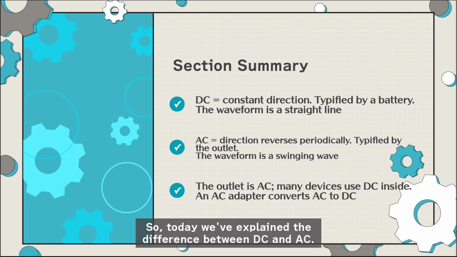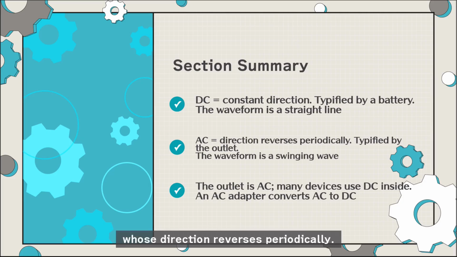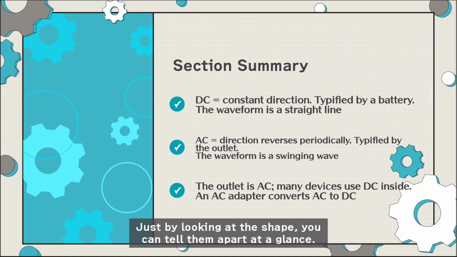So today we've explained the difference between DC and AC. First, electricity had 2 ways of flowing. DC, whose direction is always constant, and AC, whose direction reverses periodically in their representative waveforms. DC is a single straight line, and AC is a swinging wave. Just by looking at the shape, you can tell them apart at a glance.